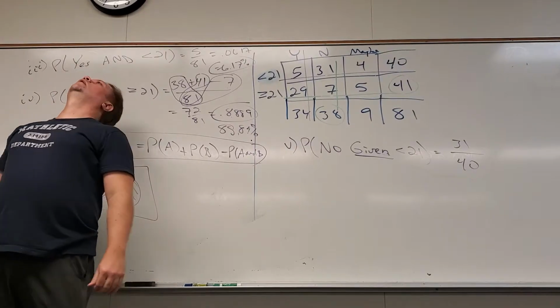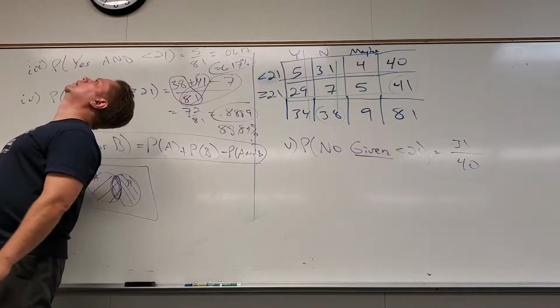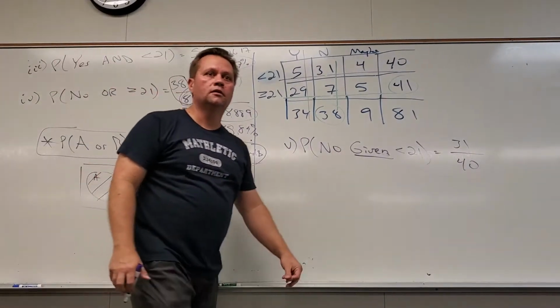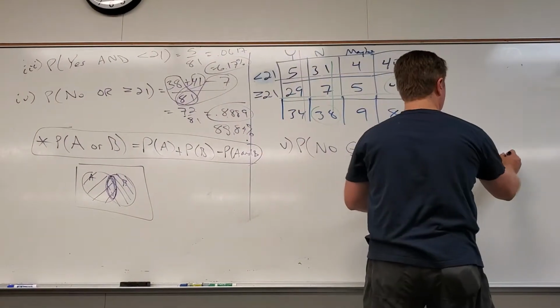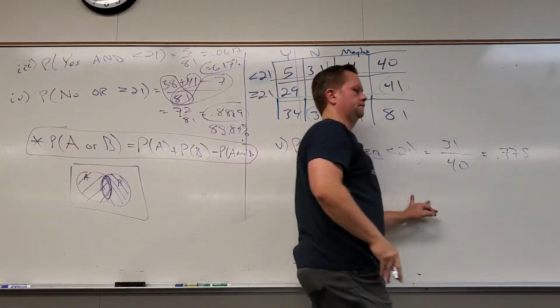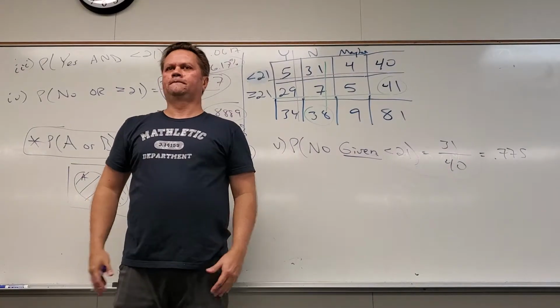5. 60 something. What? 77? 5? Like that? Good job, Jeff.